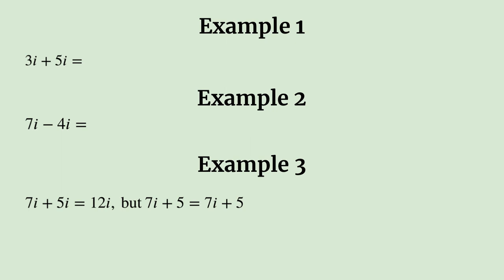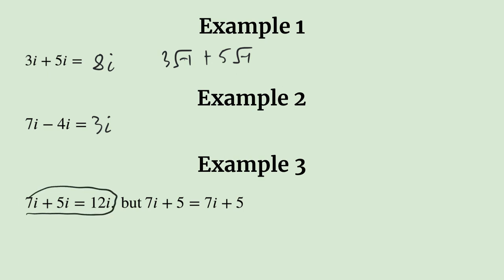3i plus 5i is just 8i. That's the same as 3 square root of negative 1 plus 5 square root of negative 1, which we worked on a couple weeks ago, adding and subtracting radicals. You just add the coefficients together. For the second one, 7i minus 4i would be 3i. This third one, if we had 7i plus 5i, that's like our first example, that would just equal 12i.